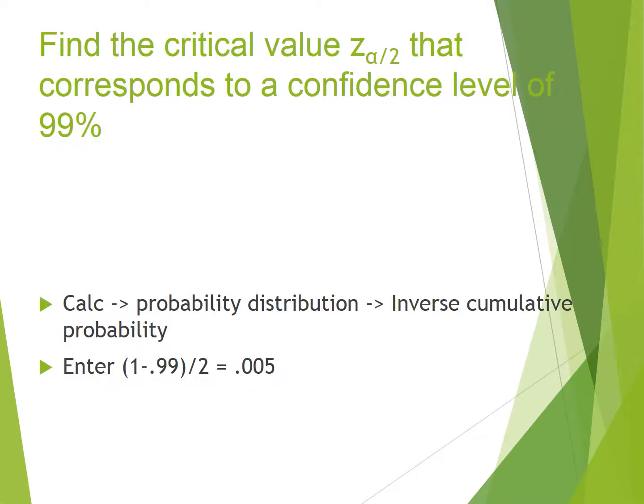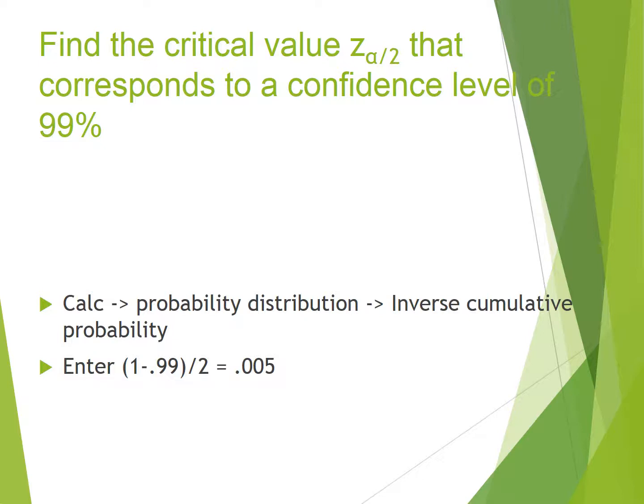All right, so let's see if we can find the critical value corresponding to a confidence level of 99%. If 99% is in the middle, then the tails contain 1% left over, and the tails split that 1% half and half. So half of 1% is a half a percent, 0.5%, written as a decimal is 0.005.